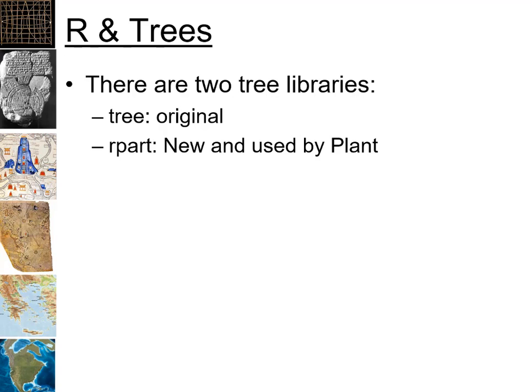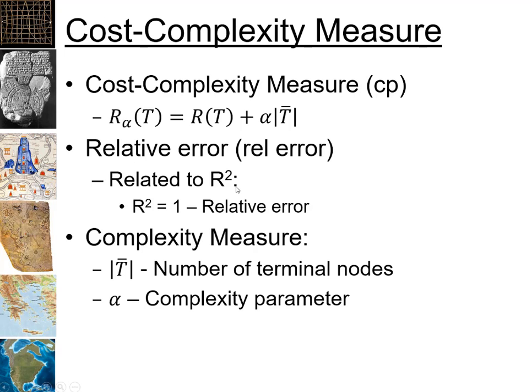When we move into using trees with R, there's two libraries that you'll see out there. One is called tree. The other one is called rpart. Rpart is newer and it's used by Plant, if you're following along in Richard Plant's book. The way that the trees are calculated is internally there's a cost complexity measure.